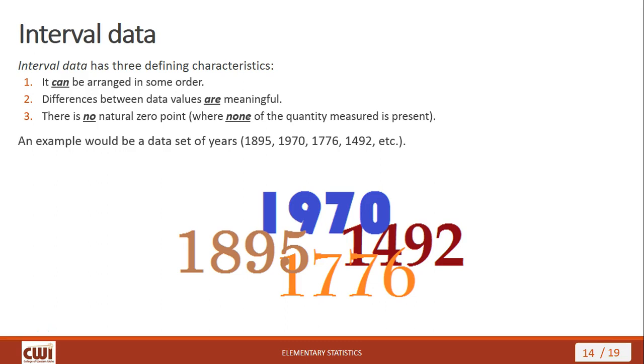So let's say we have years such as the ones you see here on the screen put into a data set. Okay, that's great. This is what we call interval data. It can be arranged in some order. So we can actually put this in order from lowest to highest. The differences between the data values are very meaningful. I mean, hello, there's a big difference between 1895 and 1970, I guarantee you. One has air conditioning, the other doesn't. One has refrigeration, the other doesn't.